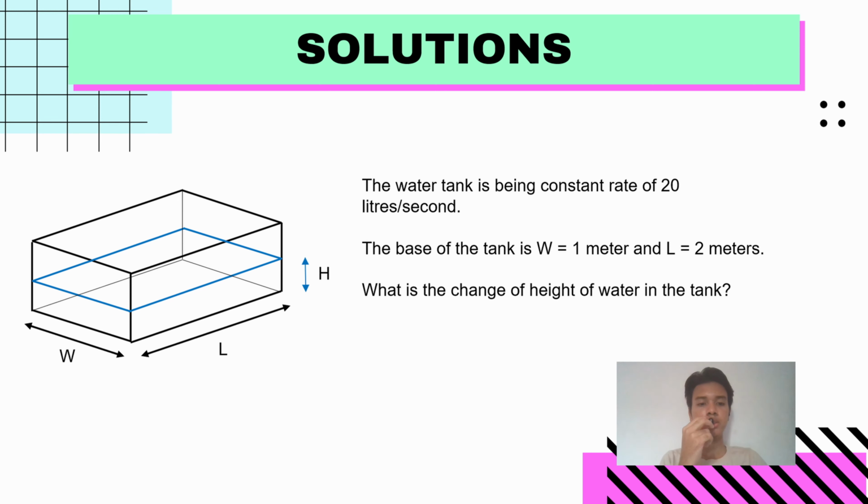The water tank is being filled at a constant rate of 20 liters per second. The width of the tank is 1 meter. The length is 2 meters. What is the rate of change of height of water in the tank?